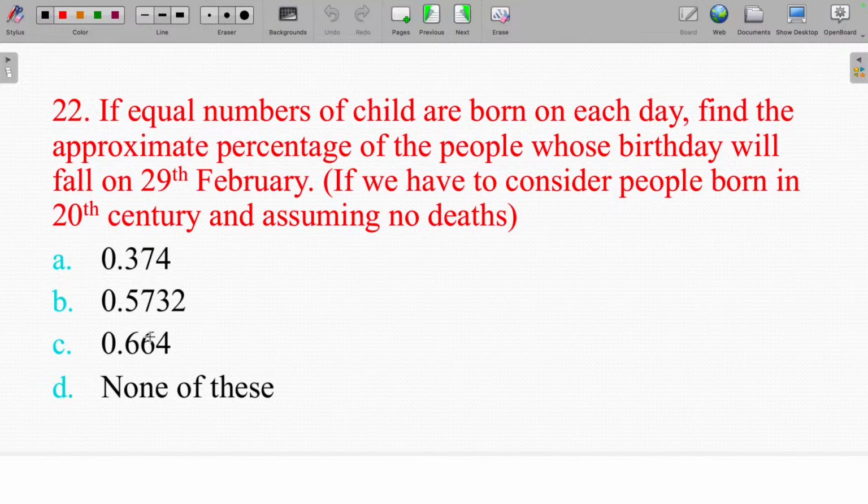Actually, this option will be 68. Typing wrong. 68 it is. 0.684. Typing wrong.